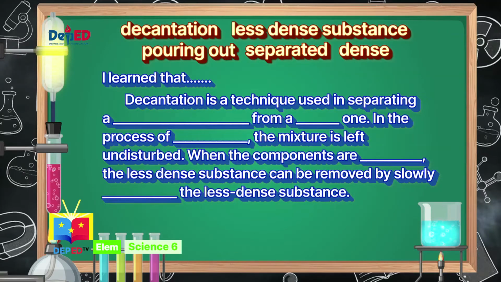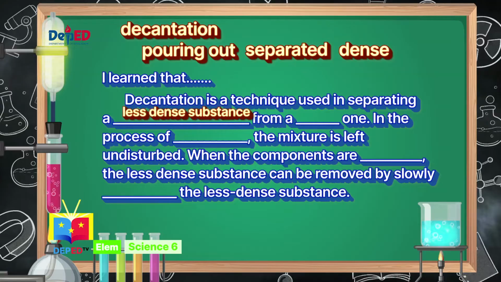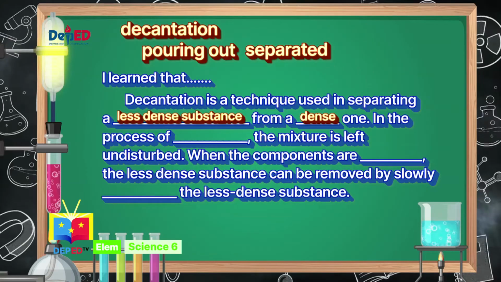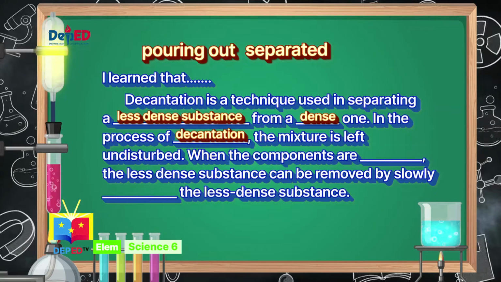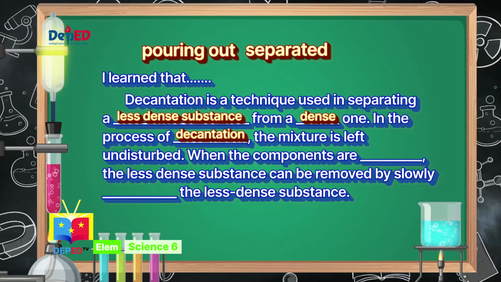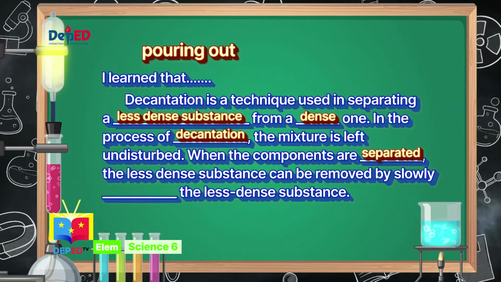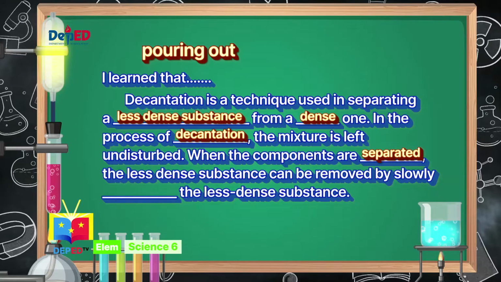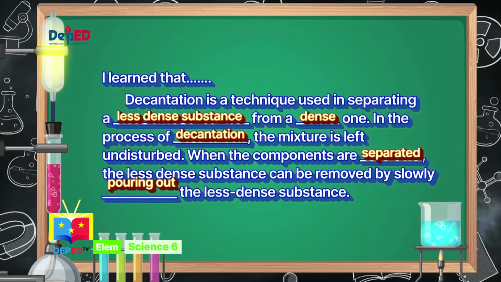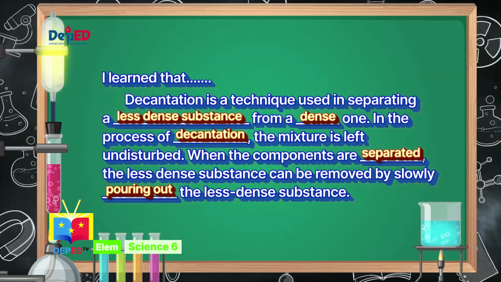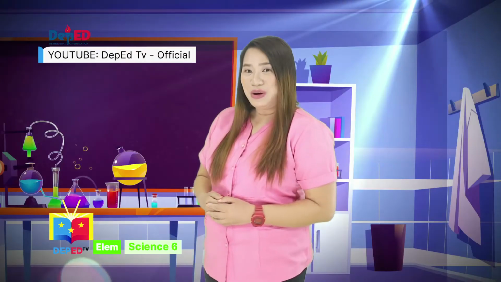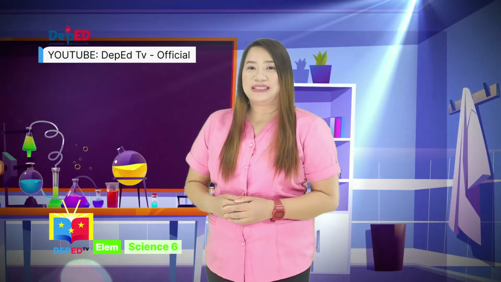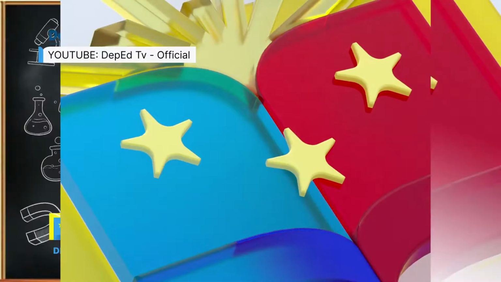Decantation is a technique used in separating a less dense substance from a dense one. In the process of decantation, the mixture is left undisturbed. When the components are separated, the less dense substance can be removed by slowly pouring out the less dense substance. Wow! You did well, my dear science-minded learners. I know that you learned something today from our lesson.